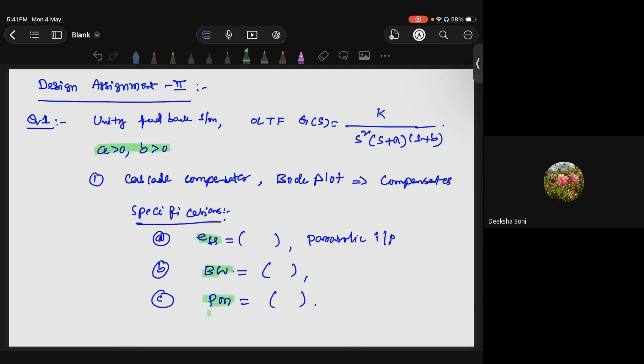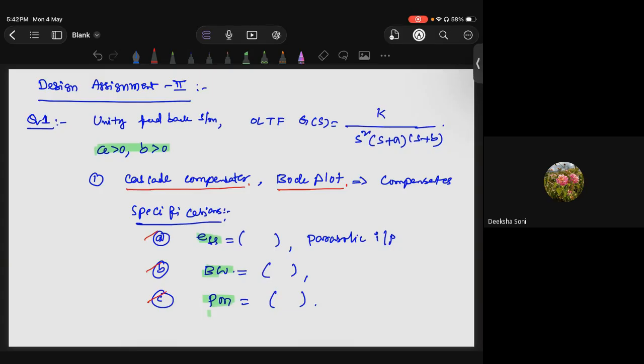So finally we need to design this cascade compensator using this Bode plot, which satisfies these specifications. So the ESS should be this much, the bandwidth should be this much, and the phase margin should be this much.